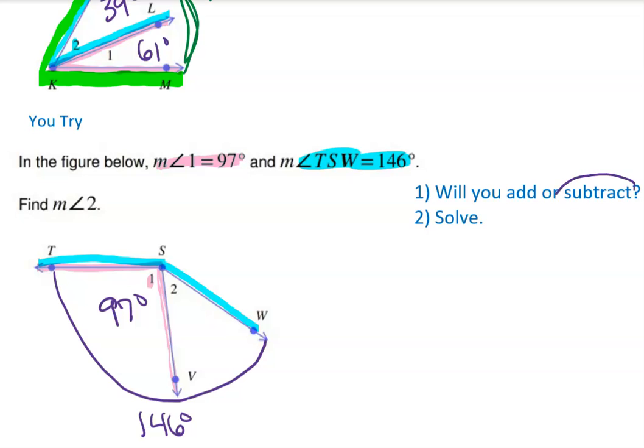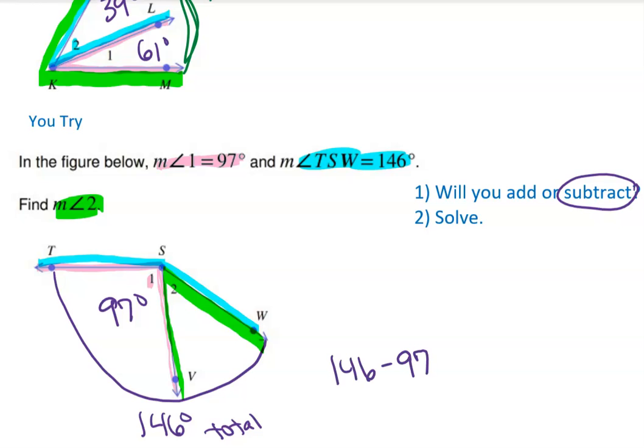Okay, in this case you would subtract because we already know the big number, the total of the whole blue angle. We need to know the missing one, that's angle 2, and that's this one right here. So we're going to subtract 146 minus the 97, and we're going to get 49 degrees for our missing answer.